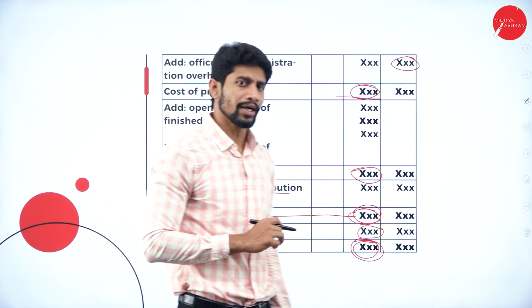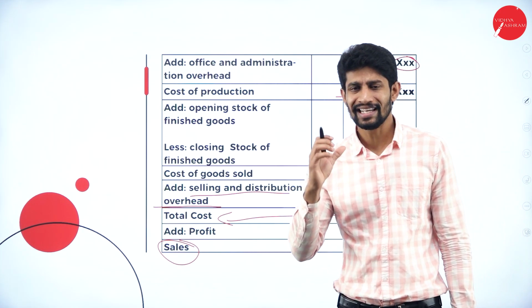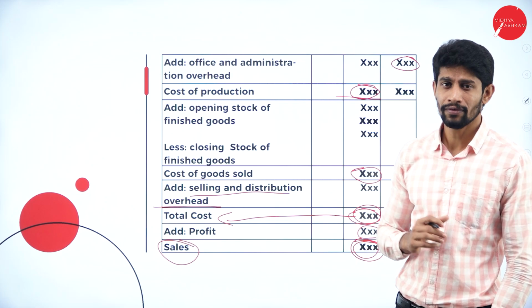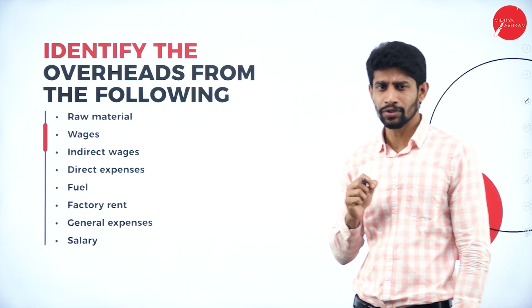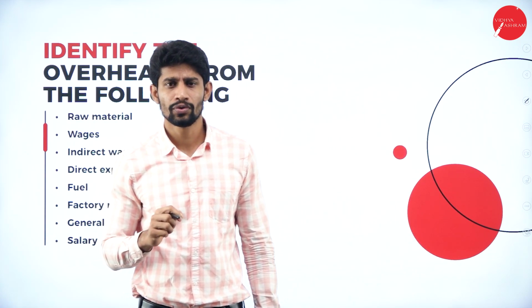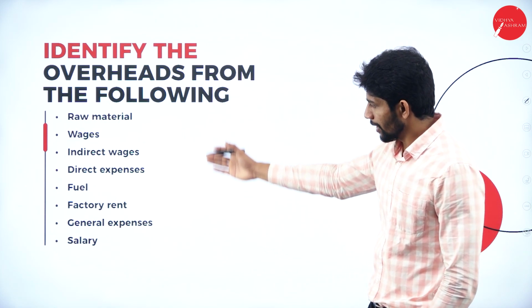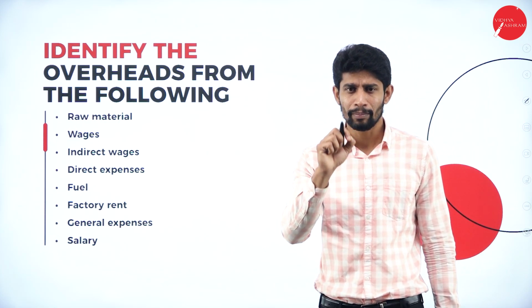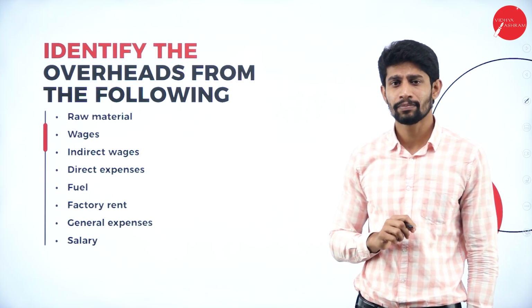Now let us solve a basic problem with respect to cost sheet so that you will easily understand how to solve the cost sheet. Before solving the problem, I am telling you what is factory overhead, what is office and administration overhead, and what is selling and distribution overhead. So here are some expenditures. You have to make out which kind of overhead each particular expenditure belongs to.